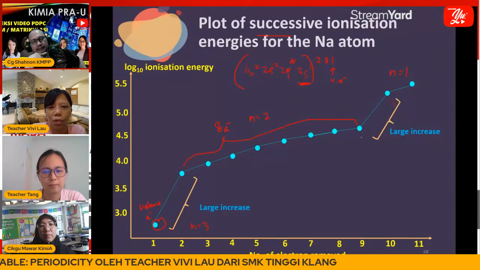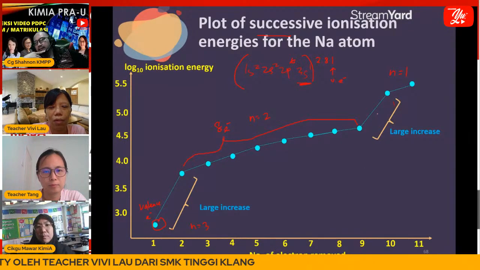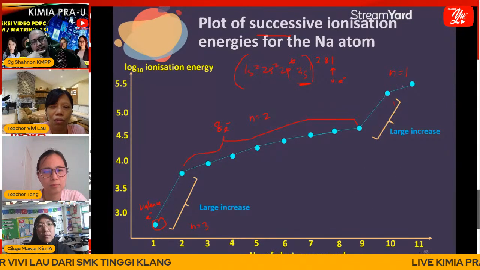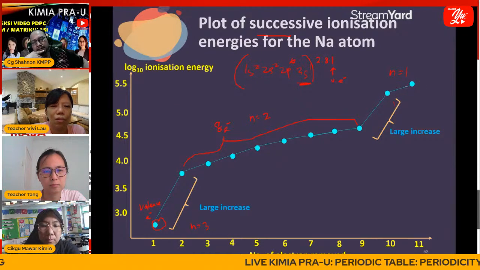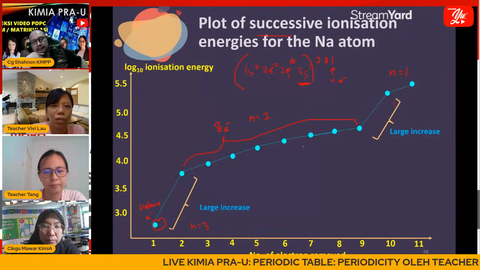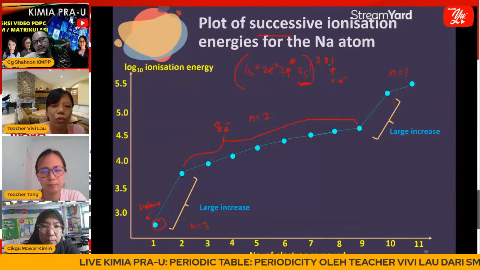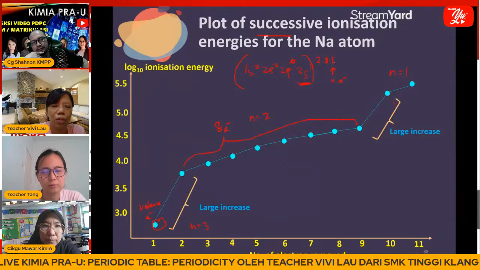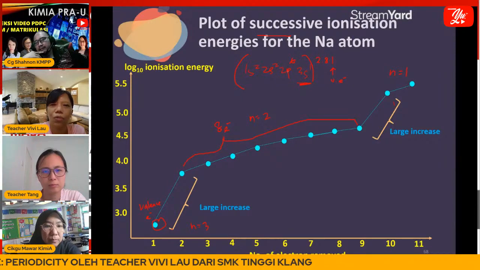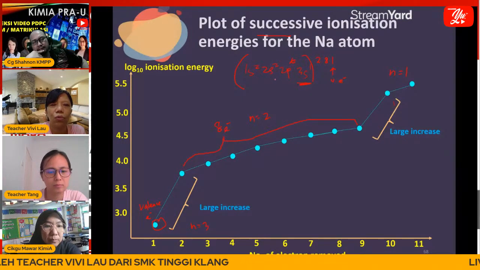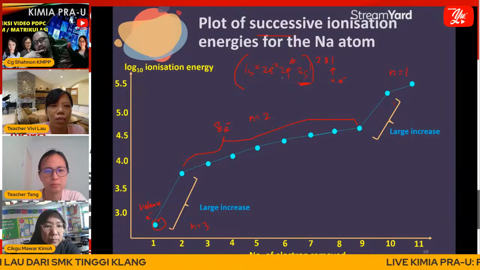And between the 9th and 10th electron, the 10th electron removed is from another inner shell. So from here you can get the electronic configuration 2.8.1. This one is the electron arrangement, so the electronic configuration is 1s2, 2s2, 2p6, and 3s1.